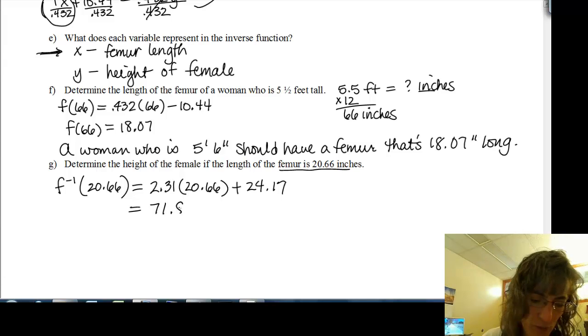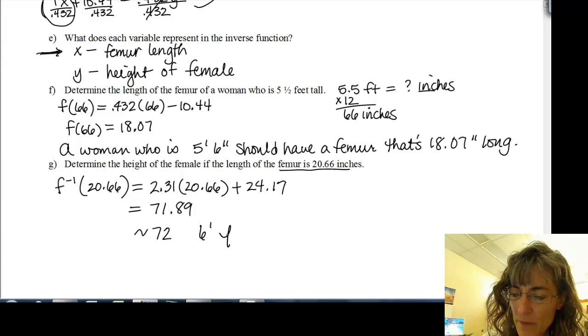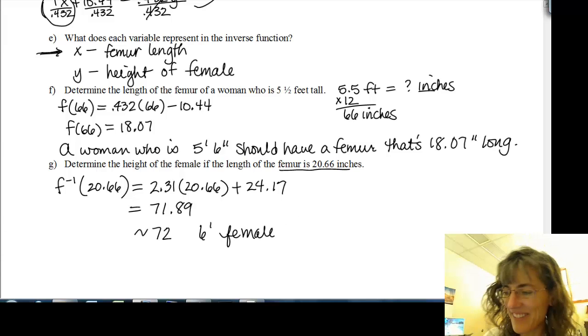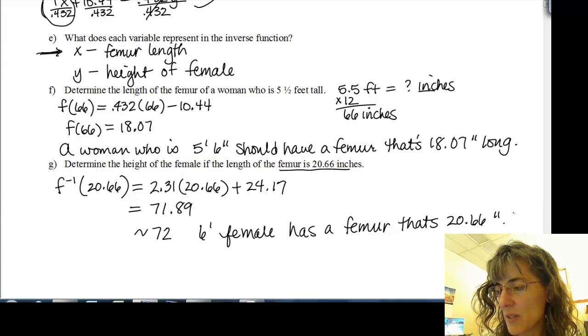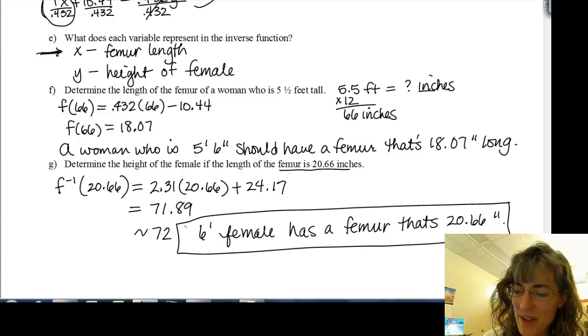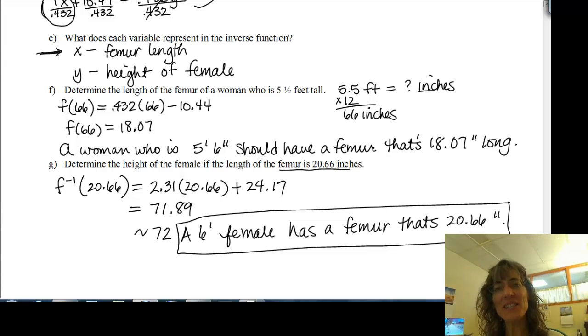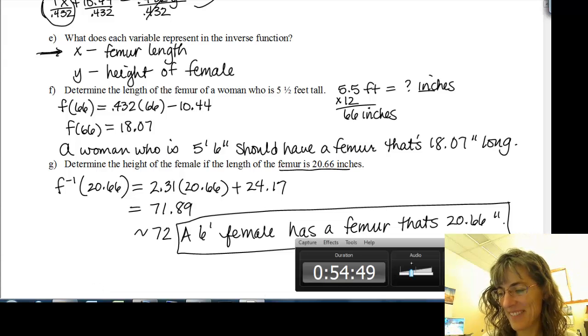So when I calculate all this out, I end up with 71.89, and that's about 72 if I round it, which is a 6-foot female Amazon, has a femur that's 20.66 inches. And I could put the word a at the front and that would make it just a perfect sentence. A 6-foot female has a femur that's 20.66 inches. Okay, that's it for this lesson.